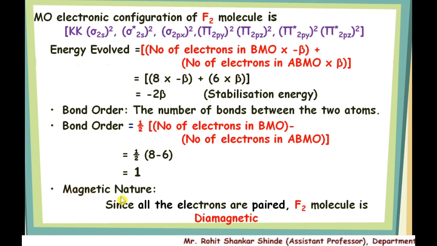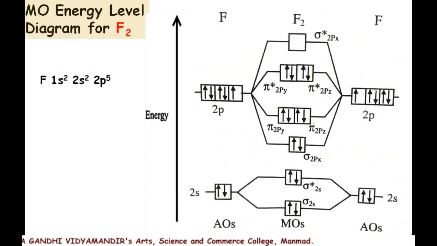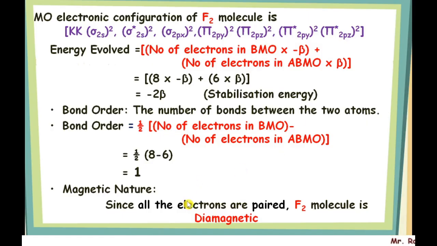Now let us predict magnetic nature for this molecule. Since all the electrons are paired, F2 molecule is diamagnetic. You can see this molecular orbital energy level diagram. All the electrons are paired in molecular orbitals. That's why this molecule is diamagnetic in nature.